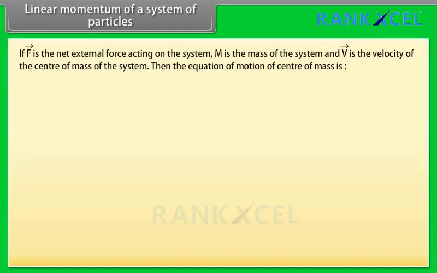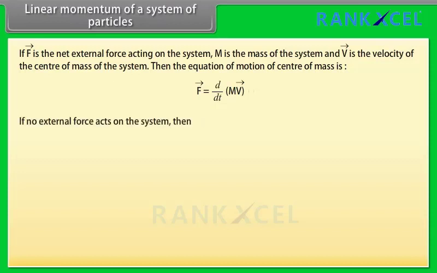Linear momentum of a system of particles. If F vector is the net external force acting on this system, m is the mass of the system, and v vector is the velocity of the center of mass of the system, then the equation of motion of center of mass is F vector is equal to d by dt of the product of m and v vector.